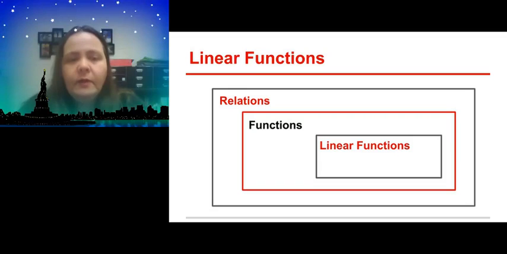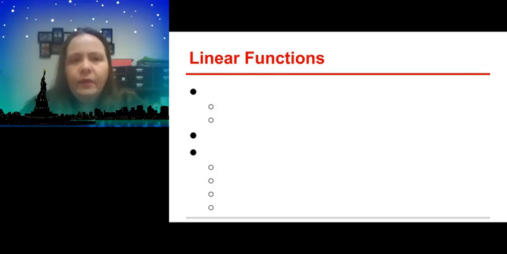We started out talking about relations, and that is the big outer box there. And then inside relations, we had special relations that were called functions. And now inside functions, we have special functions that are called linear functions. And those linear functions have certain characteristics.